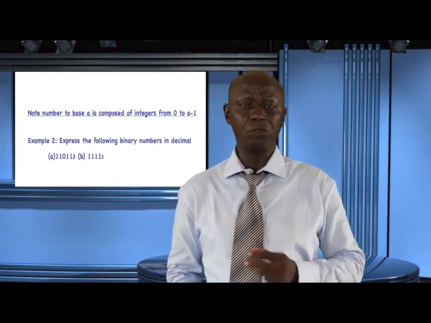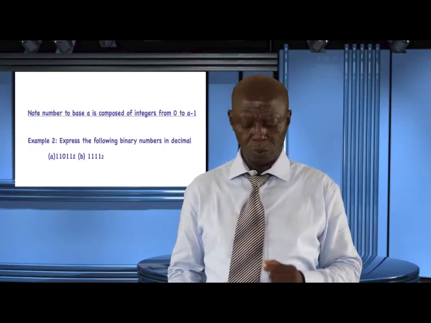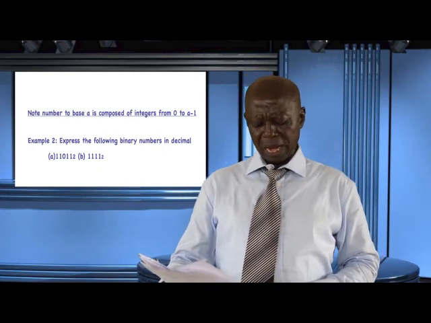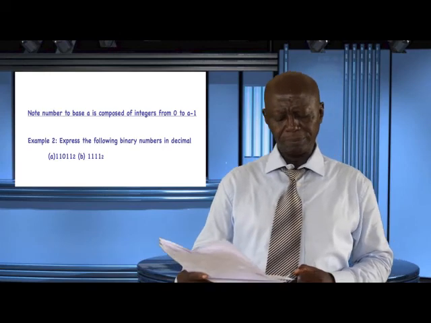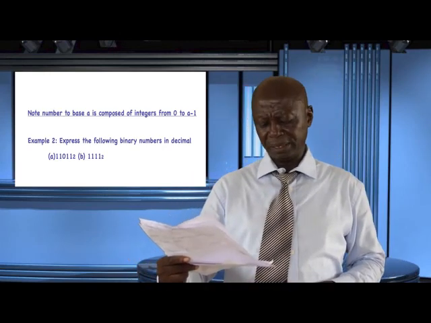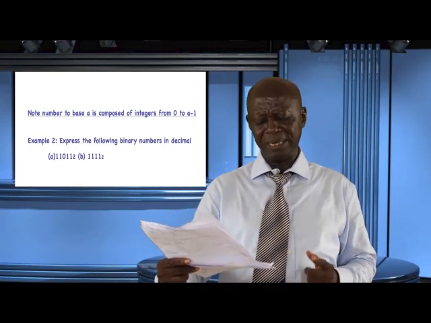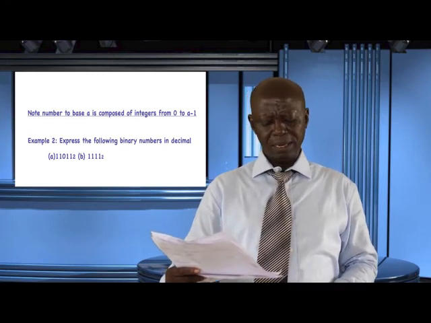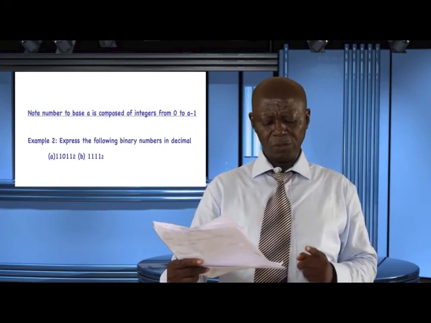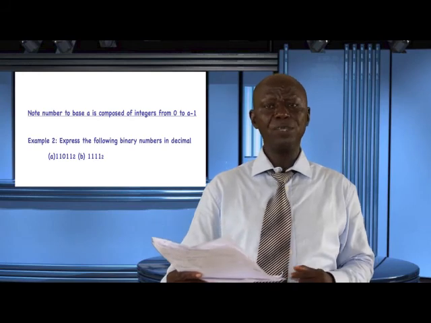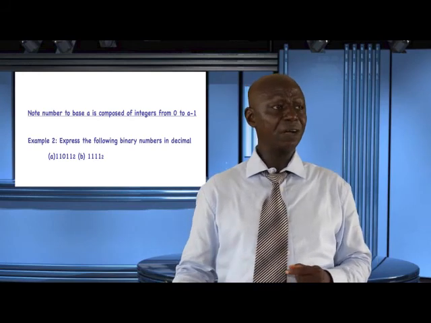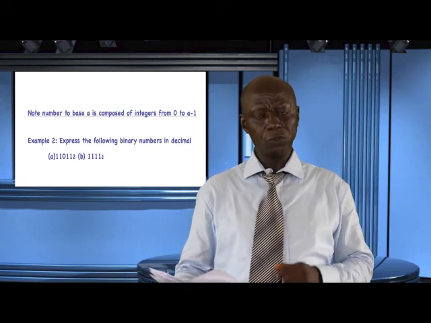So you have only 2 digits to work with in a number in base 2. That leads us to the second example. The second example says, express the following binary numbers in decimals. A, 11011 base 2. And finally, you have 1111 base 2.